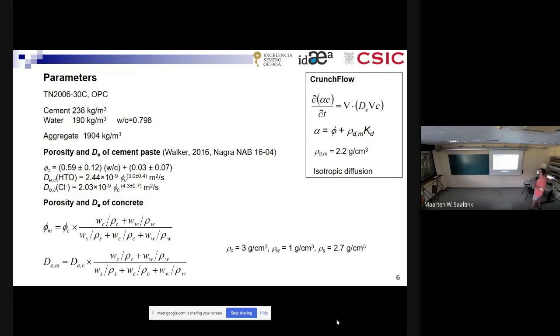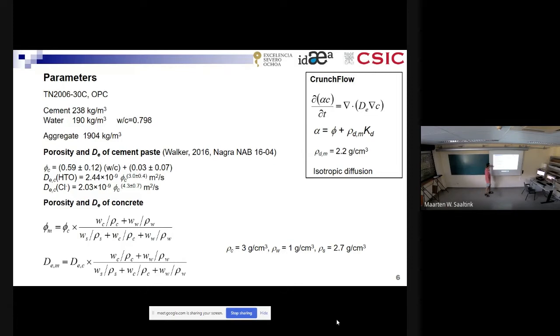Right, so the parameters for the model, very importantly, the concrete, all the specifications and the dosage of this concrete. The dosage was this amount of cement, 238 kilograms per cubic meter, and this amount of water, 190. So the water to cement ratio, which is an important parameter, is about 0.8. The rest is a large amount of aggregate, basically sand and gravel.